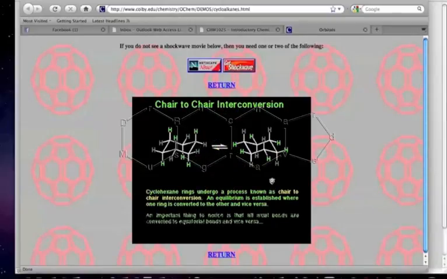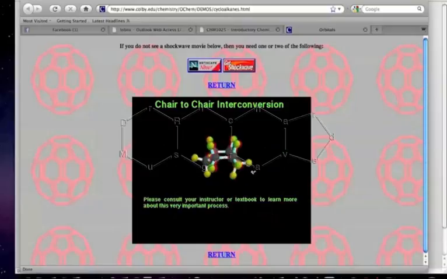And the other thing we're going to see is that there'll be some interconversion going on between these hydrogen atoms. And we're going to see this chair-chair interconversion. One chair form to another chair form. And this is how it happens.